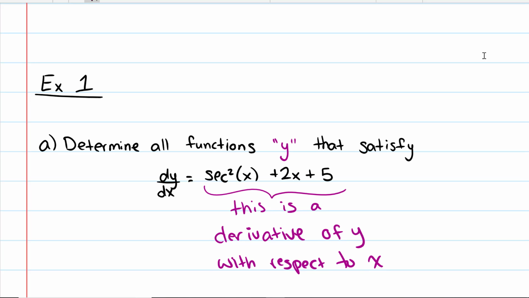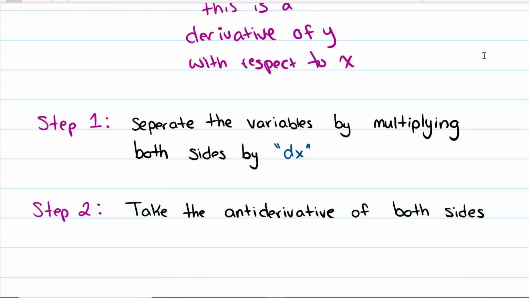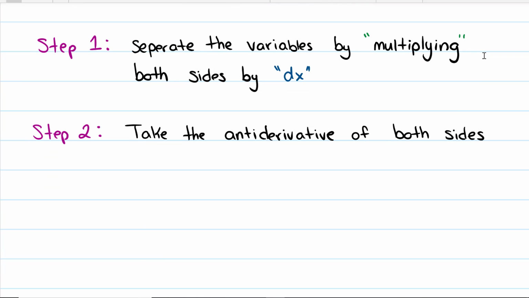So what we're going to try to do here is to get the equation y. If we're given the derivative and we want to find y, we need to determine the antiderivative. I'm going to show you how to do this in a couple steps. Step 1, we're going to want to separate the variables by multiplying both sides by dx. I put multiplying in quotation marks because technically you can't multiply by dx, because dx means derivative with respect to x. But I'm just going to show you the procedure of how to do it. And step 2 is going to be to take the antiderivative of both sides.